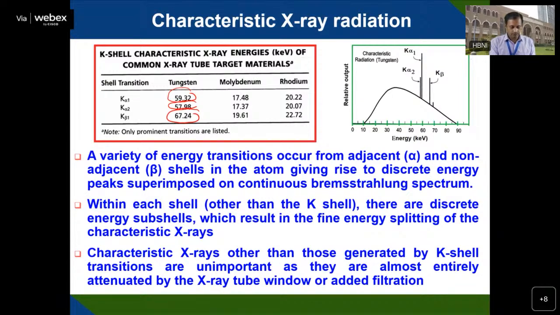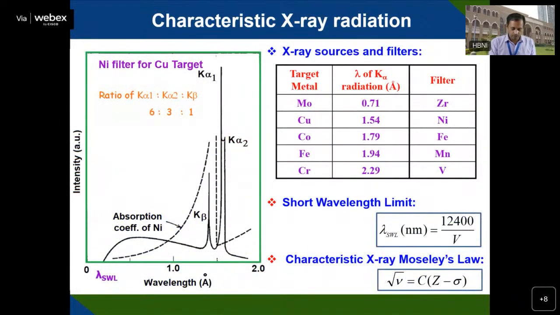Characteristic X-rays other than those generated from K-shell transitions are unimportant, as they are almost entirely attenuated. Mostly the K-shell electron transitions give the characteristic X-ray radiation we use for diffraction or scattering experiments. The higher-energy K beta or K gamma lines we are not considering. So mainly, as you see here, you are able to generate K alpha and K beta.